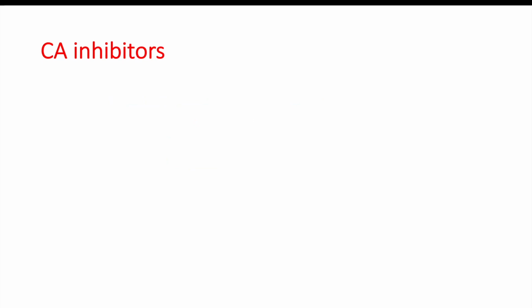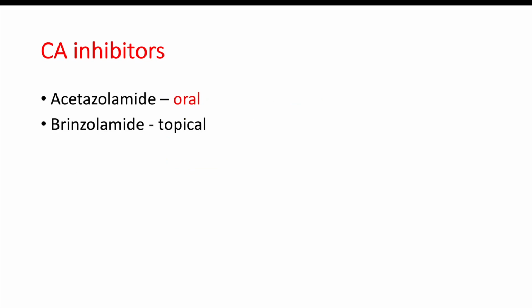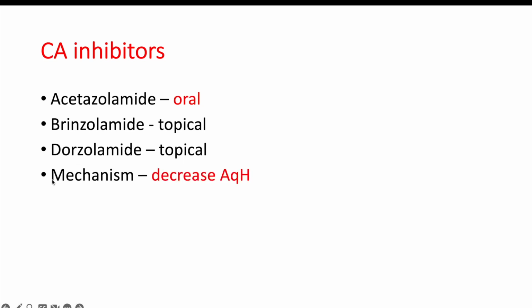So next we have the carbonic anhydrase inhibitors. You have both oral as well as topical drugs. Under oral you have got acetazolamide. Next we have two topical drugs, that is brinzolamide and dorzolamide. So the mechanism here is it will decrease the aqueous humor production.